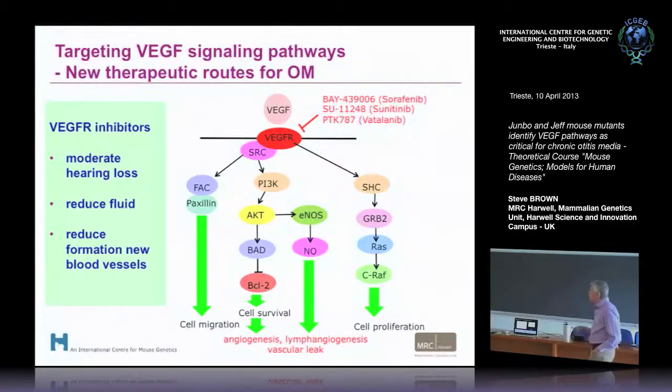So targeting VEGF signaling pathways in these two mouse models, Jeff and Junbo, does seem to lead to moderation of hearing loss, reducing fluid in the middle ear, reducing formation of new blood vessels. So using these compounds and hitting this particular receptor, which is key to the response of the hypoxia pathway, is improving the inflammatory downstream outputs of increased VEGF signaling. And for us, this represents a potentially new therapeutic route for OM.